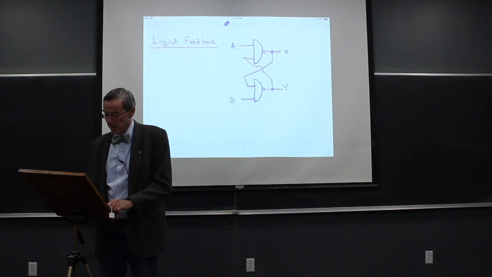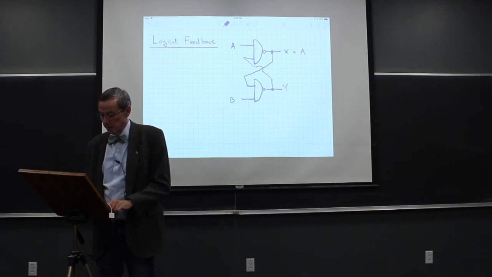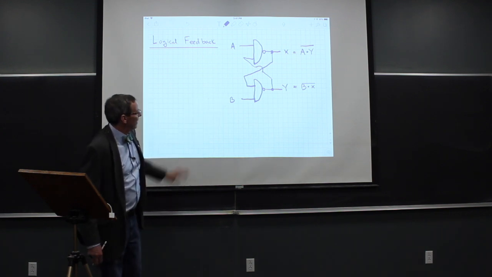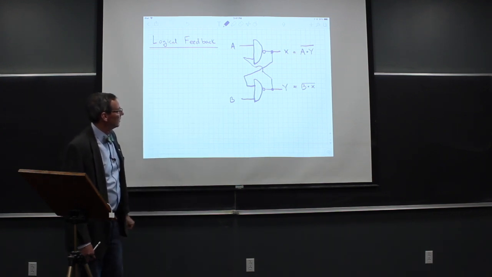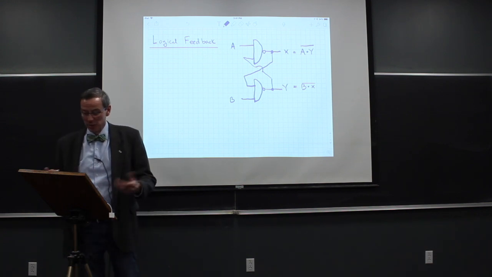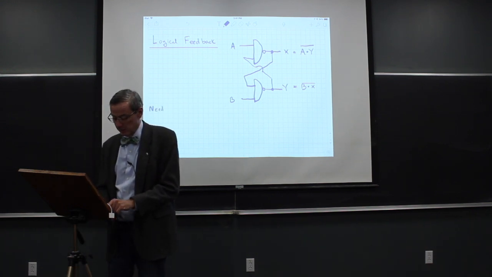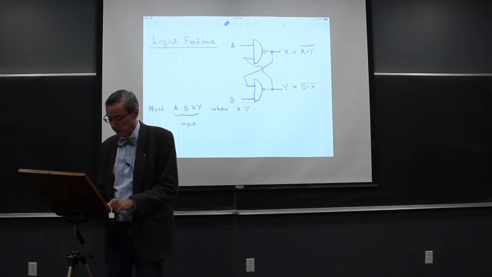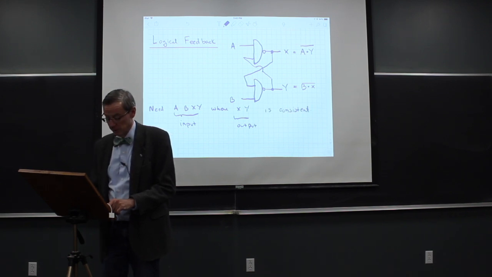So this would say X is equal to A and Y, and Y is equal to B and X, and it's a NAND, so they're complemented. And that looks like kind of a crazy circuit there. I mean, how do you solve that kind of thing? What we need is a choice of A, B, X, Y as input, where the X, Y as output is consistent with the input.